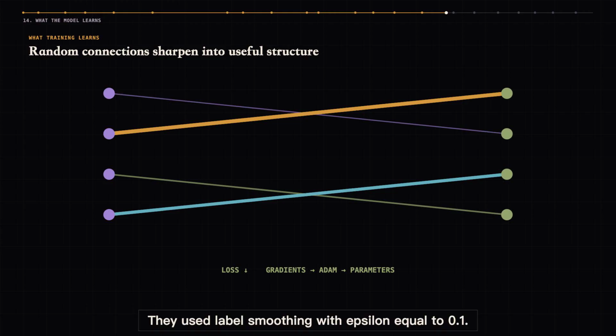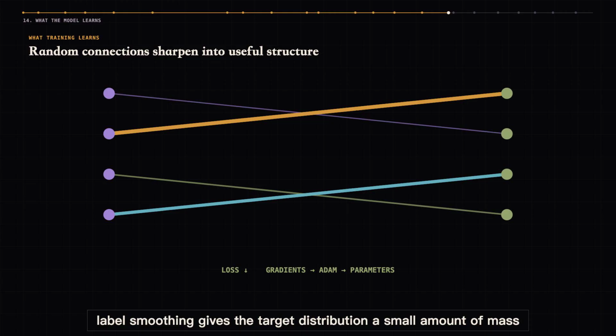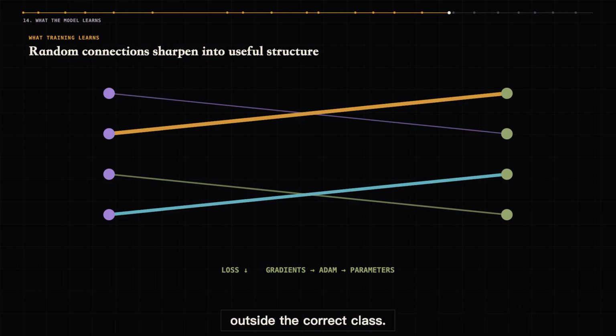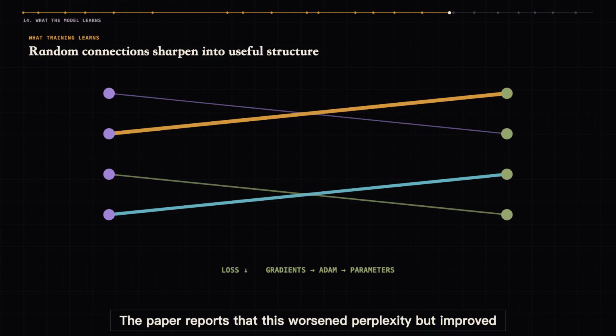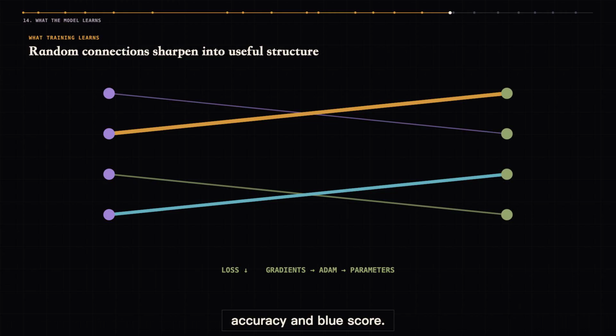They used label smoothing with epsilon equal to 0.1. Instead of treating the correct token as probability 1 and every other token as exactly 0, label smoothing gives the target distribution a small amount of mass outside the correct class. The paper reports that this worsened perplexity, but improved accuracy and BLEU score.